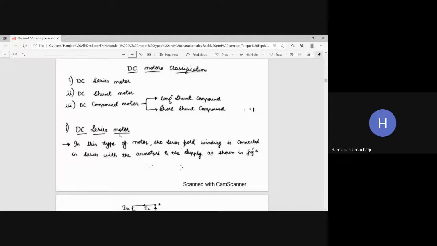What is its current and voltage equations, everything. Okay.